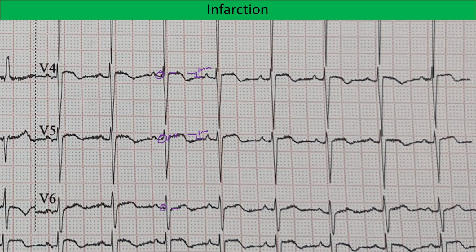V6, no change. Now, whenever you have ST elevation, you should consider the wider picture. So in this case, by now we've examined all the leads. We've not seen any ST depression, so we've not seen any reciprocal changes. So therefore, these changes are likely to be insignificant. Now let's have a look at the T waves. So in V4, you can make the argument that they might be biphasic. V5, probably normal, and V6, certainly upright.